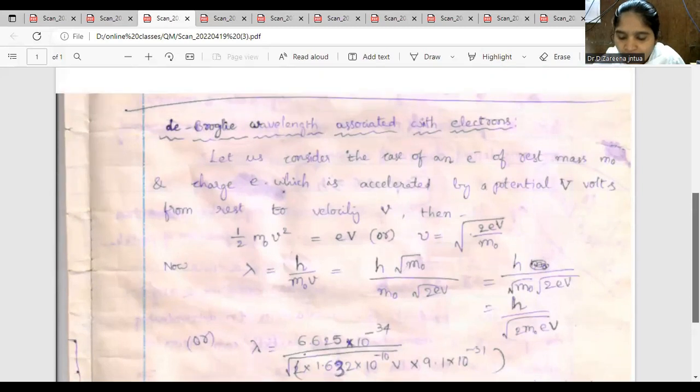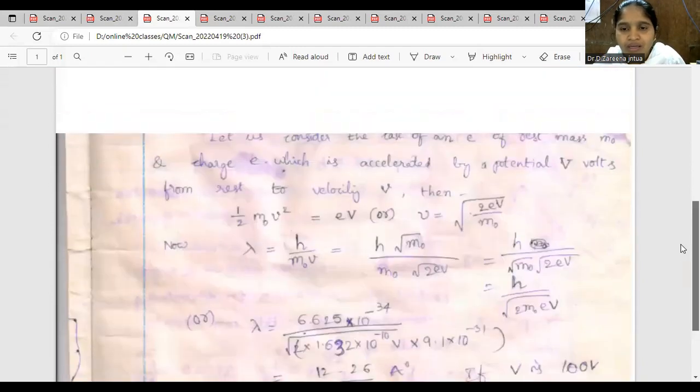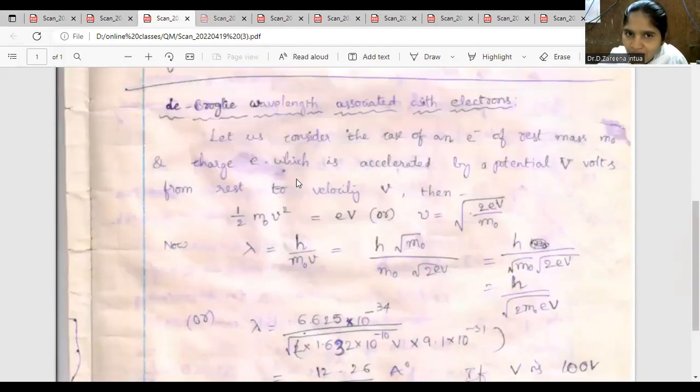We'll substitute its mass and so on, and then try to conclude its wavelength. So let us consider the case of an electron of rest mass m0 and charge e, which is accelerated by potential V volts from rest to velocity v. Then half m0 v square is equal to eV. That is, v is equal to square root of 2eV by m0. Now lambda is equal to h by m0 v. m0 means rest mass. That's why it is m0. Otherwise, it is simply m.